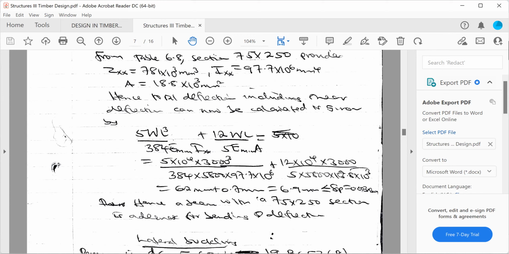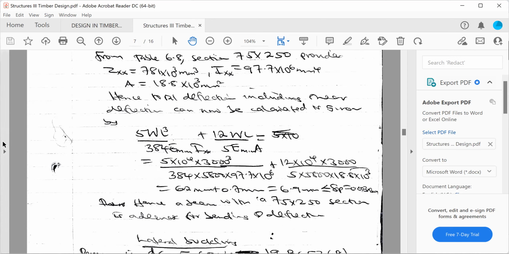Now, but now our permissible deflection is 0.003 times 3,000, which is effective span, which is 9 millimeter. Since 6.9 millimeter is less than permissible 9 millimeter, we say a beam with the 75 times 250 section is adequate for bending and deflection. So bending and deflection criteria has been passed. Why? Because the value of deflection obtained is less than what is permitted.